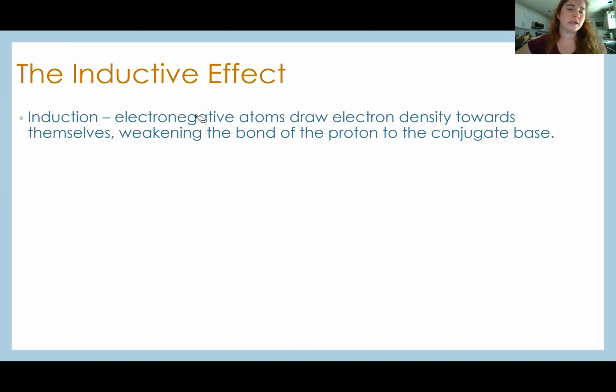So induction is referring to the tendency of electronegative atoms to draw electron density towards themselves, which ultimately weakens the bond of the proton to the conjugate base. So this is one of the effects that actually has several different things happening here. So one, it's weakening the bond of the proton to the conjugate base, but also this induction we're going to see stabilizes the conjugate base. So for example, we're going to compare acetic acid and ethanol again. We're going to look at the dipoles.